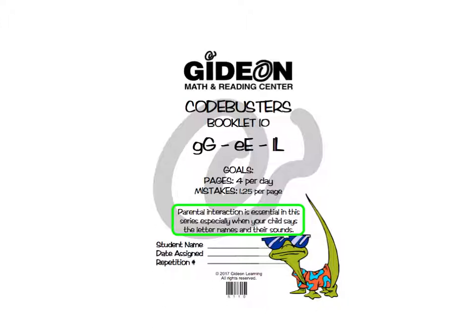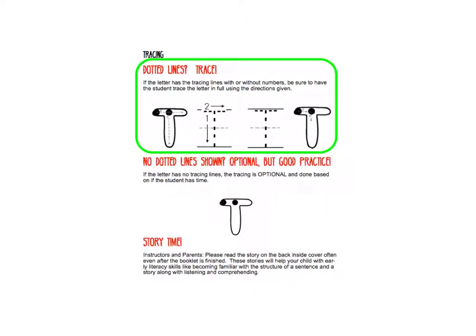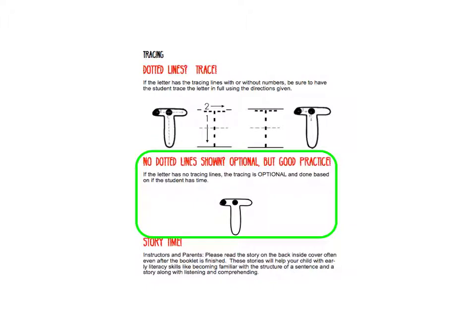Now we'll focus in on the parents. Remember, parental interaction is essential in this series, especially when your child says the letter names and their sounds. If you open up your student's booklet to the front and side cover, you'll see this page. At the top, we remind you and your student that your student needs to be writing all of the letters if they see any sort of tracing or guidance. If you don't see any tracing or guidance, your student does not need to complete these letters. However, it is very good practice for their fine motor skills.